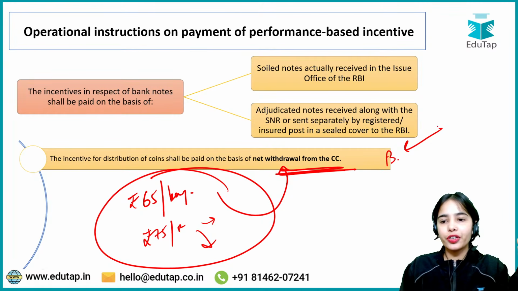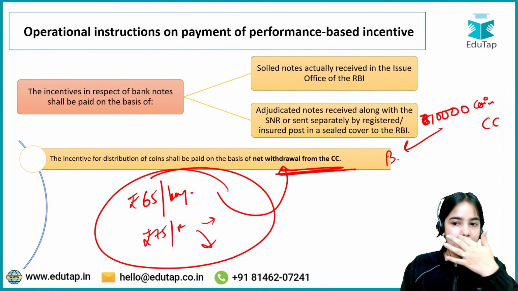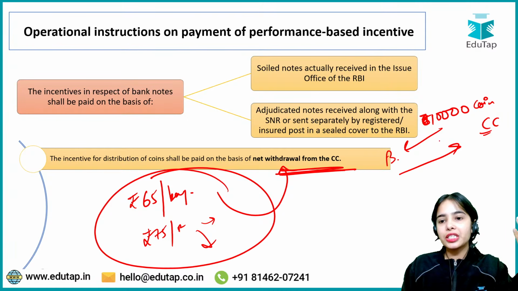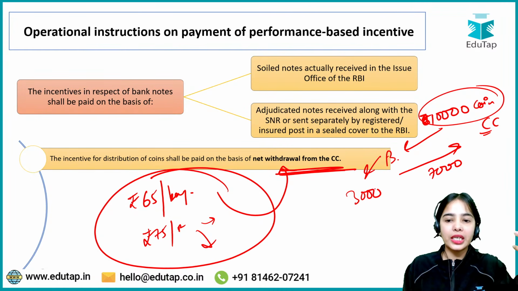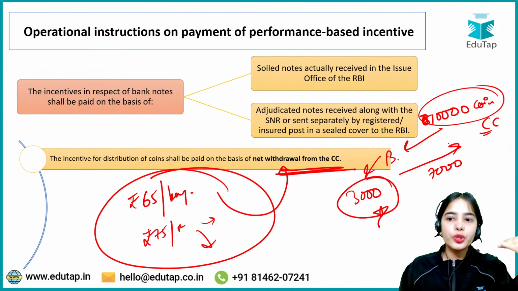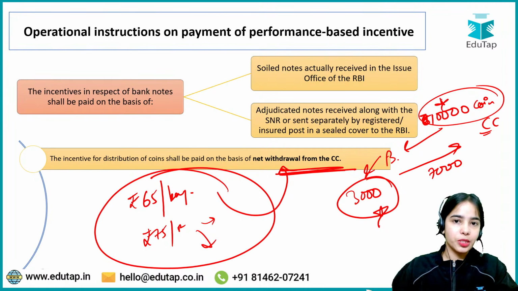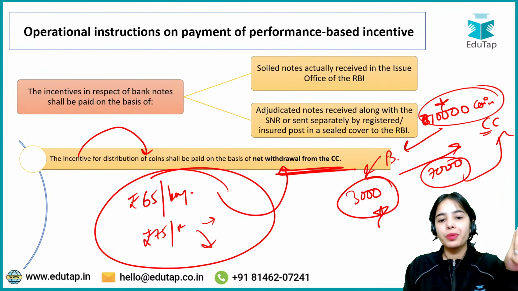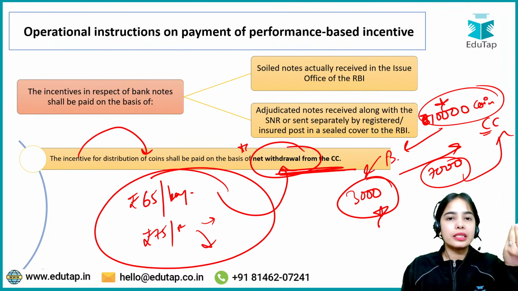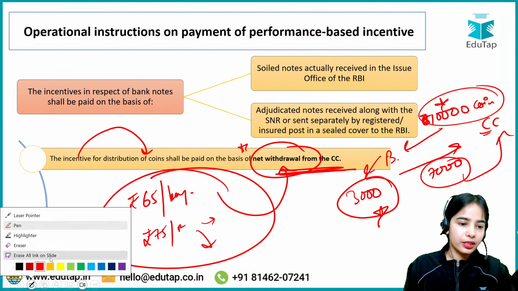If the banks are withdrawing, let's say, 10,000 coins from the currency chest, but the bank branches have deposited back 7,000 coins, then in total only 3,000 coins have been distributed in the economy. So the distribution is not increasing by the 10,000 that has been withdrawn, because 7,000 was deposited back to the currency chest. So this is the idea, that the incentive for distribution of coins shall be paid on the basis of net withdrawal from the currency chest. Okay, so this is the idea.